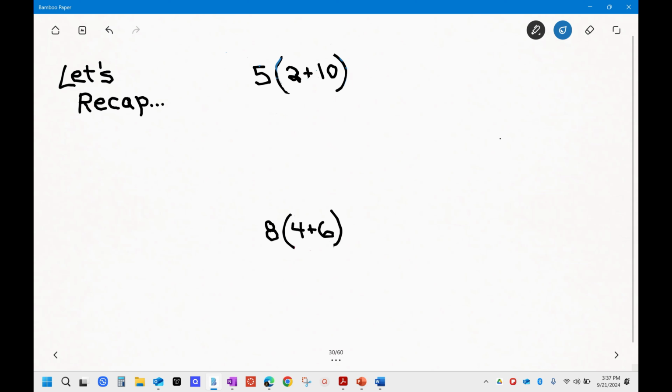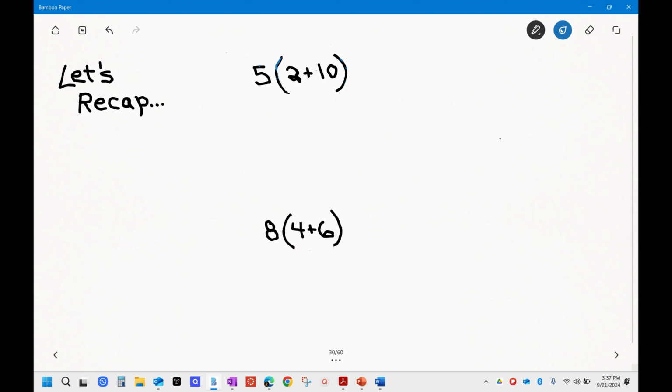See, I told you. So we're going to go back to this problem, this 5 times parentheses 2 plus 10, and we're going to do this again just real quick, and then I'm going to show you how to do the workaround for the parentheses and why you need to know that and what it has to do with factoring. Remember, if we have 5 times the parentheses 2 plus 10, we have to do what's inside the parentheses first because of PEDMAS.